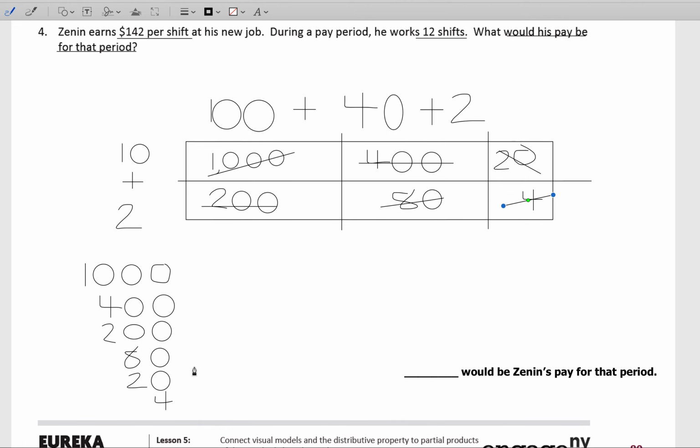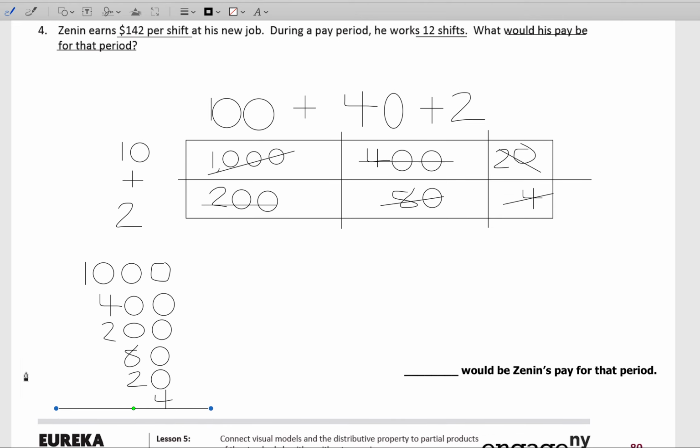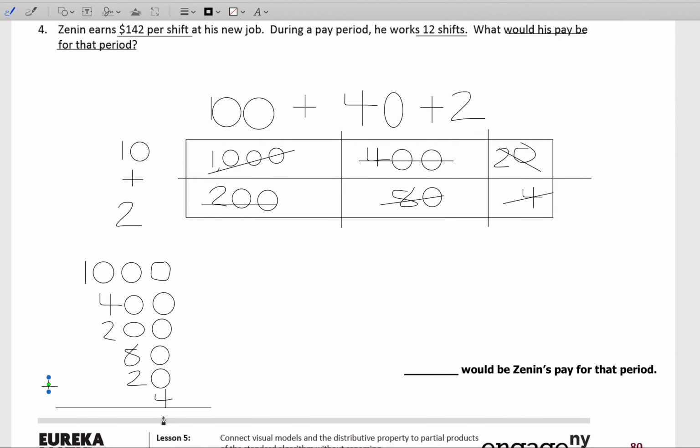Okay, so now when I add all of those numbers together, I know 0 plus 0 plus 0 plus 0 plus 4 is going to give me 4. 0 plus 0 plus 0 plus 8 plus 2 is going to give me 10. So I'm going to write my 0, regroup my 1. 4 plus 2 is 6, remembering that 1 that I regrouped is going to give me 7. And then 1 plus nothing is going to give me 1. So now we've just solved this answer using the area model.